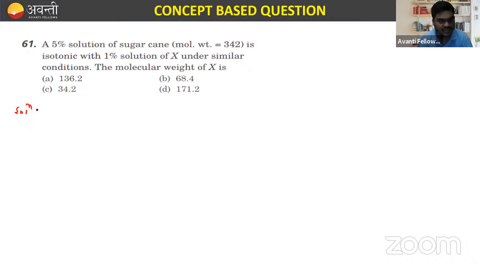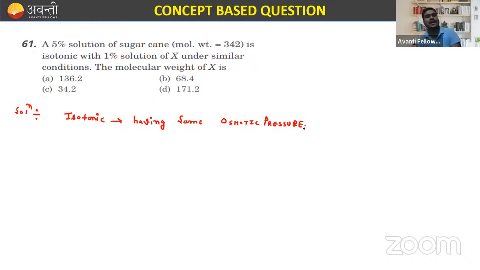So, what is the given data? Let me write it first. A 5% solution of cane sugar having molecular weight 342 is isotonic. What do you mean by the term isotonic? Isotonic means having the same osmotic pressure. So having the same osmotic pressure is known as isotonic. So a 5% solution of cane sugar is isotonic with a 1% solution of X.